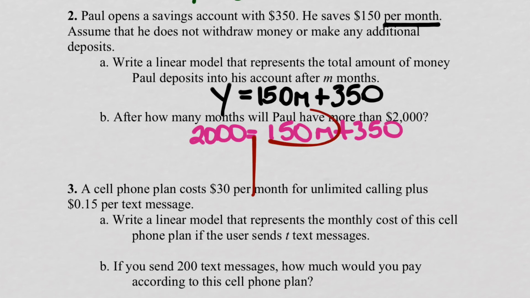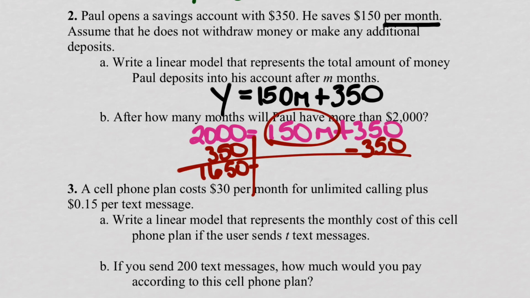I drop my line, circle what I'm solving for, subtract the 350 from both sides. 2,000 minus 350 is 1,650. I'm still equal to the 150m. How do I undo the 150? I divide by 150, divide by 150, and m equals 11 months.